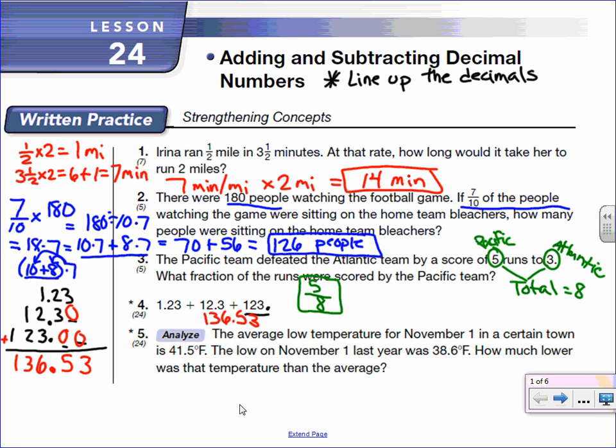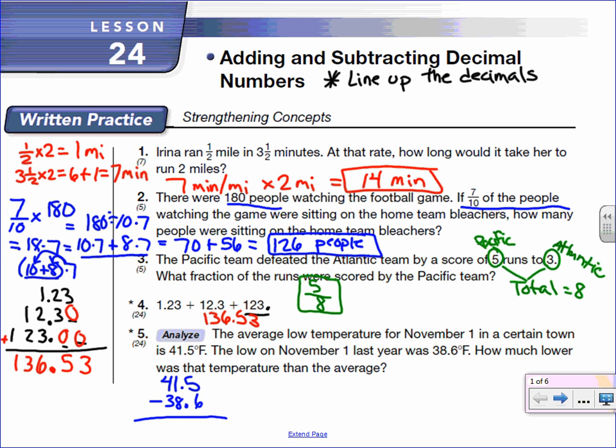The lowest average temperature for November 1st in a certain town is 41.5 degrees Fahrenheit. The low on November 1st last year was 38.6 degrees Fahrenheit. How much lower was that temperature than the average? So this is again subtracting decimals now. So we're going to line up the decimal points. So we'll have 41.5, which is the average, minus, decimal points line up, 38.6.